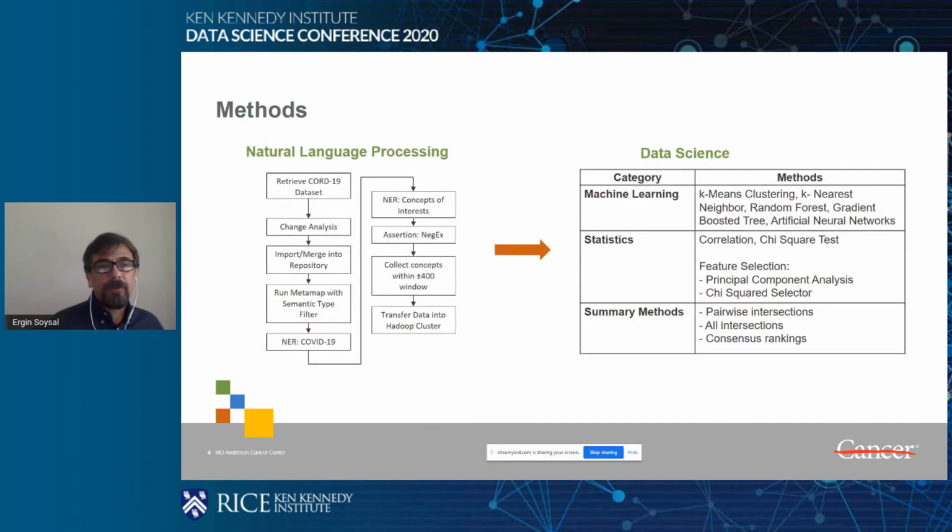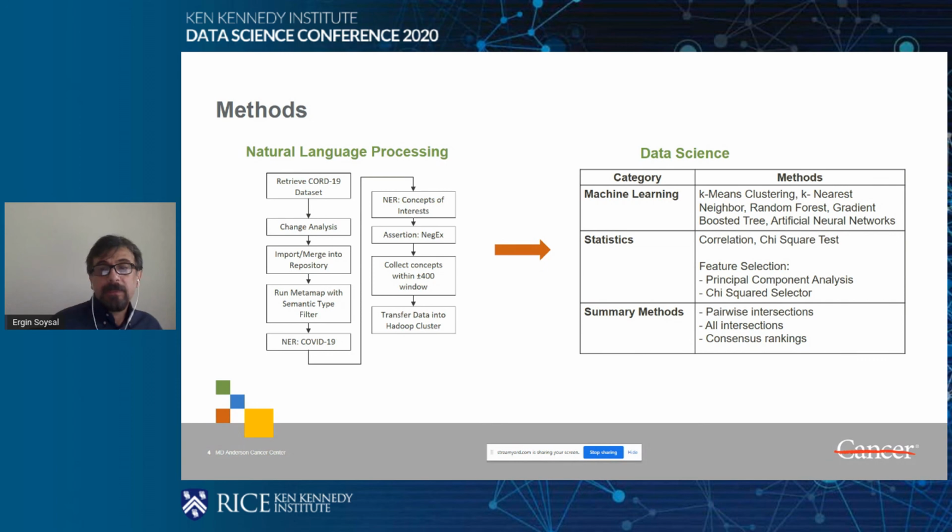We use methods from natural language processing as well as data science. Initially, we collect all the datasets and make a change analysis, because over time these datasets change and we need to trace that change. Then we run MetaMap with certain semantic filters to locate interesting clinical concepts. Next, in the COVID-19 dataset, we collect publications related to COVID-19, or at least SARS-CoV-2, with clinical inference.